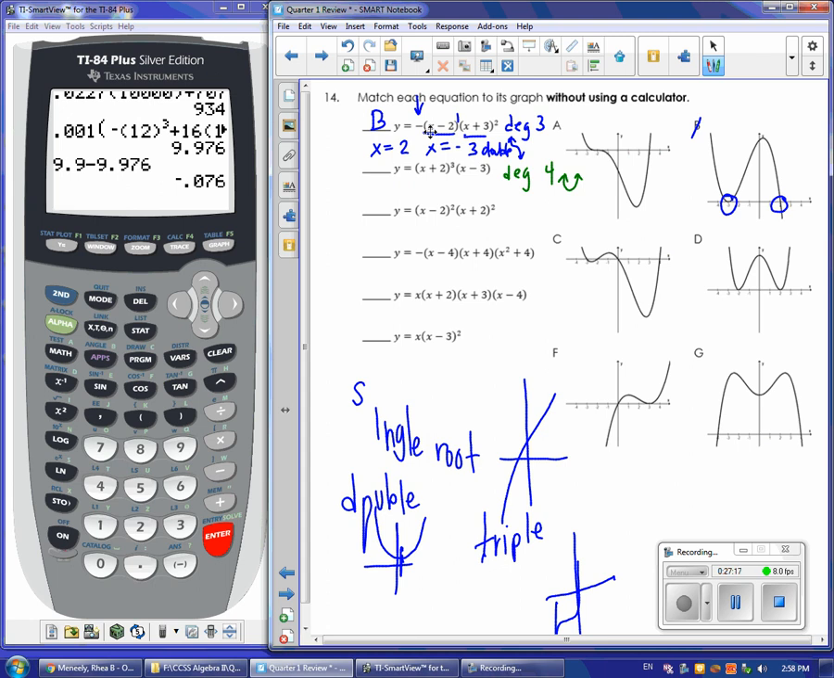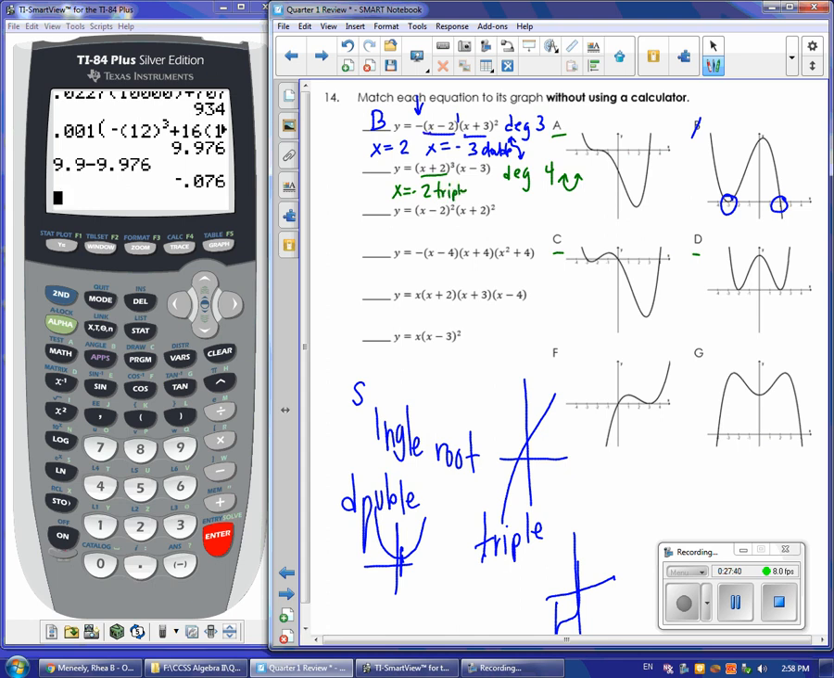So in this case, I do have a bunch of different graphs to choose from. It could be A, it could be C, or it could be D. So I've got to be able to narrow it down a little bit more, so I have to look a little bit more closely at the roots and the multiplicity themselves. So if I have an x plus 2, that tells me that I have a root at -2. Since that's cubed, that tells me it's a triple root.